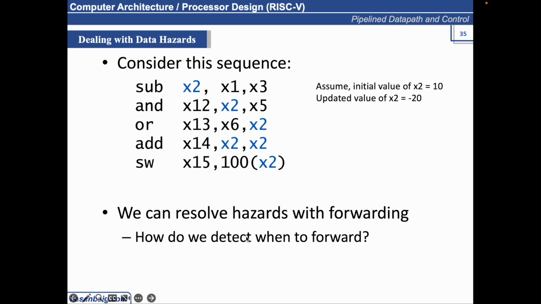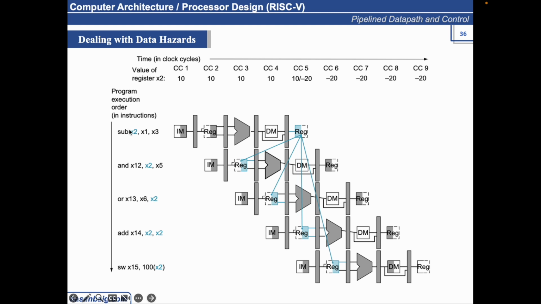If you look at the multi-cycle diagram here, you can see x2 is being calculated as x1 minus x3 here. The initial value of x2 is 10, and in this clock cycle it is also 10, and this clock cycle is also 10. In this clock cycle the updated value is generated, but it is not written into x2 until this clock cycle. So here you can see in the first half of the clock cycle it is 10, but after writing, minus 20 is now available.